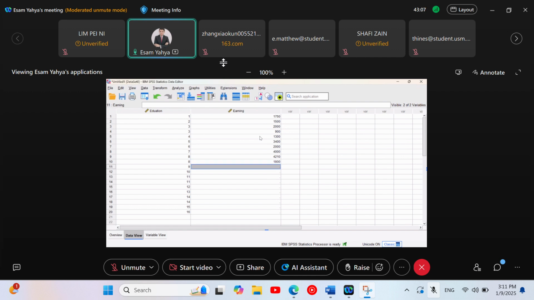For the 9 years of education, let's try to put 3,800, and here we can put 6,000, which is very high, and here we can put 4,000. We don't want to make it straight away perfect for the correlation. Another 11 years, let's try to put 4,012, and then 12 years of education.